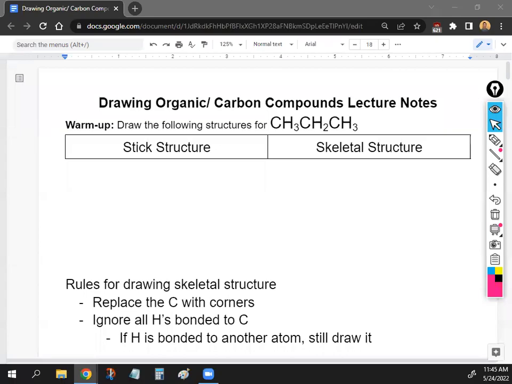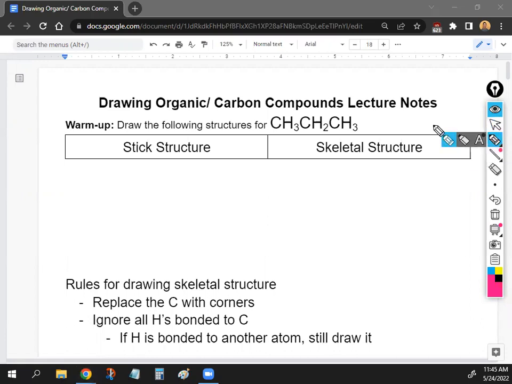So for your final in this class, what you're going to be doing is studying one organic compound. We'll talk about what that is in a second. And in order to study an organic compound, you've got to know how to draw it. You've got to know what the picture or the structure of the compound looks like and what it means. And so that's what we're going to be learning how to do today.